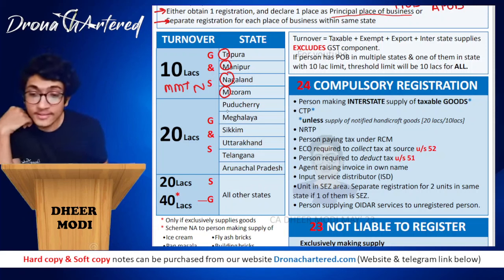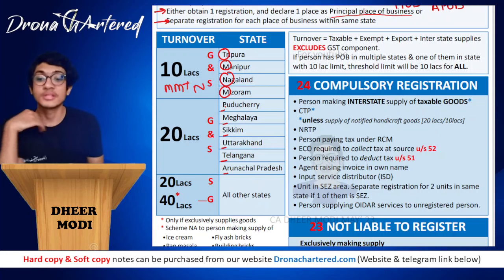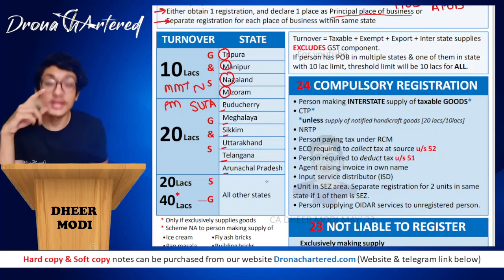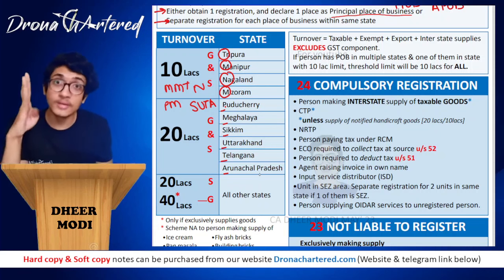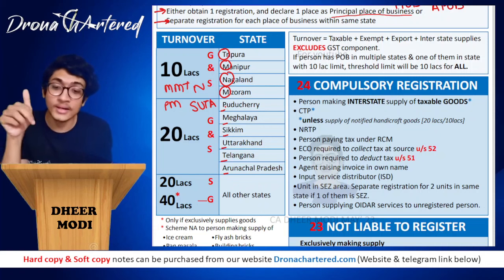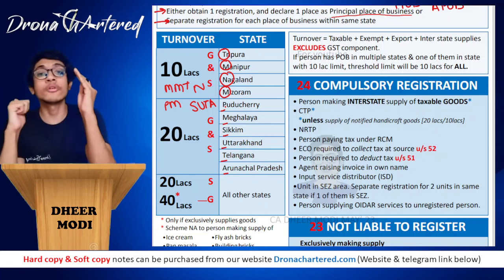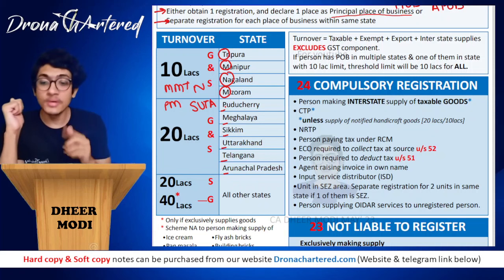In the other states, how do you learn this? P for Puducherry, M for Meghalaya, S for Sikkim, U for Uttarakhand, T for Telangana, and A for Arunachal Pradesh. You can learn this as PM Sutta. Got it? So your key will be PM Sutta. First was make my trip now, next is your PM Sutta.